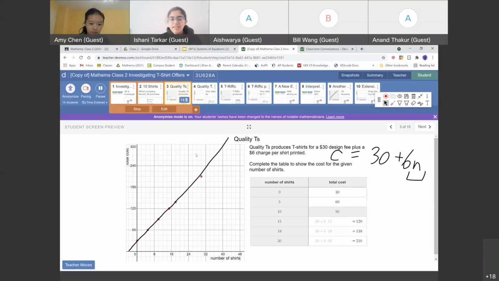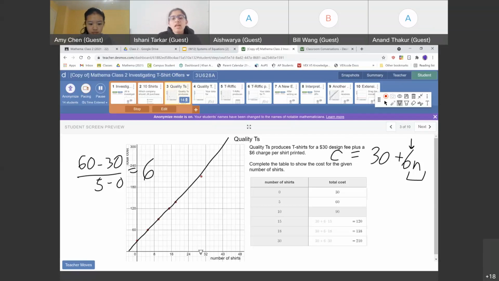The reason it's linear is because the rate of change, which is the $6 charge per shirt, remains constant, meaning there's a constant slope, a slope of 6 in this scenario. And you can see that when you calculate it. If we take the points with 5 and 0 shirts, we use y1 minus y2 over x1 minus x2, the formula for slope, which is 60 minus 30 over 5 minus 0, equal to 30 over 5, which is just 6. That shows that's our rate of change, the $6 charge per shirt.